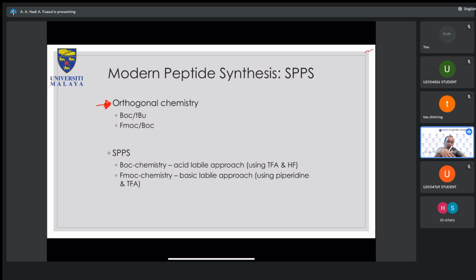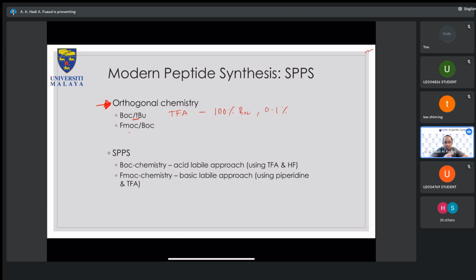But it doesn't mean that if you use TFA, TBU will not fall off. No, you normally still have a little bit of side reaction. So if you use neat TFA, for example, within 1 minute you'll get 100% BOC deprotected, but TBU probably only about 0.1% deprotected. So you still get a majority of your product protected on the side chain. And the second one is what we call FMOC, BOC orthogonal chemistry.